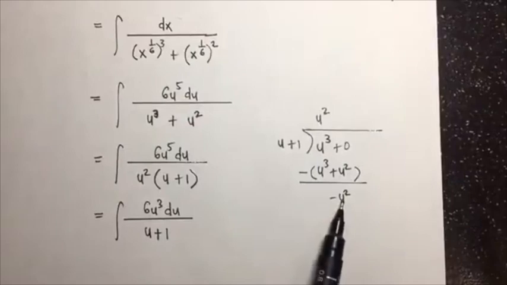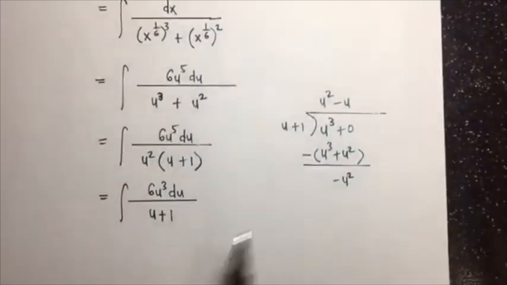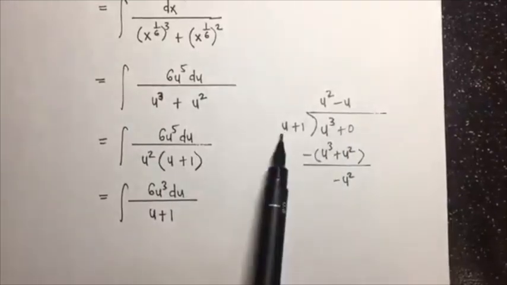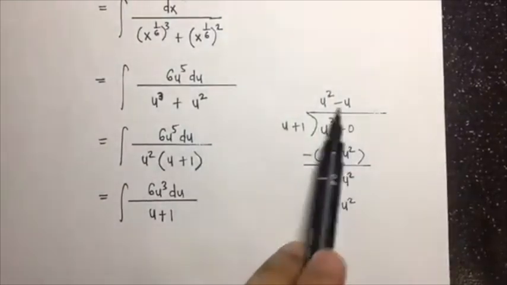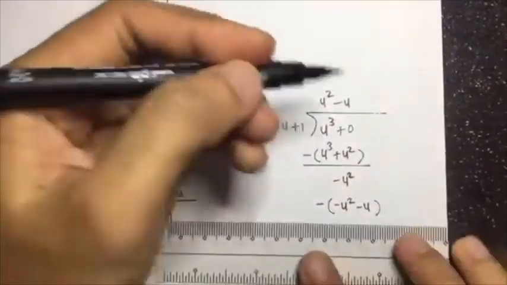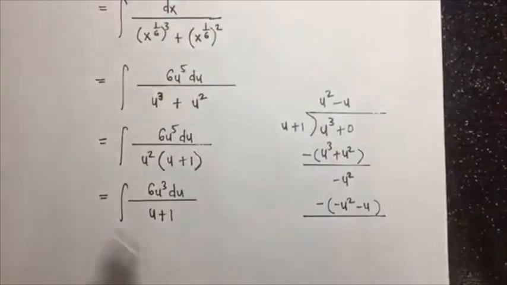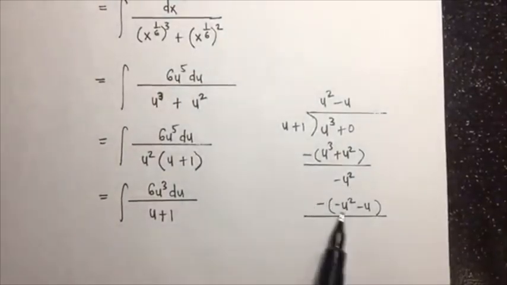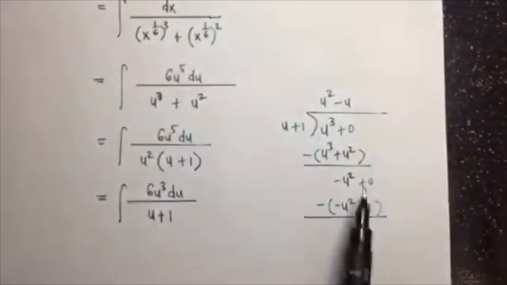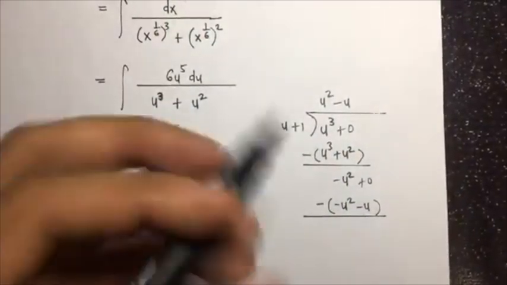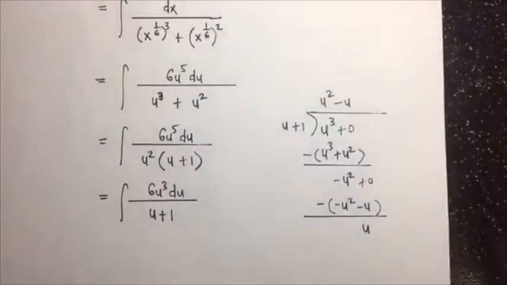Okay, and then negative u squared divided by u, that's minus u. Negative u times u is negative u squared, negative u times 1 is negative u, and then subtract again. So negative u squared minus negative u squared is 0. And then we have plus 0, so 0 minus negative u is positive u.